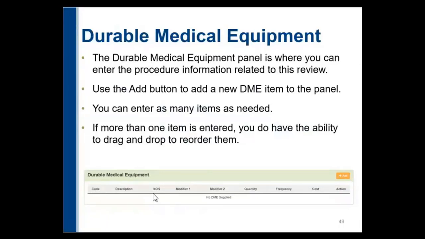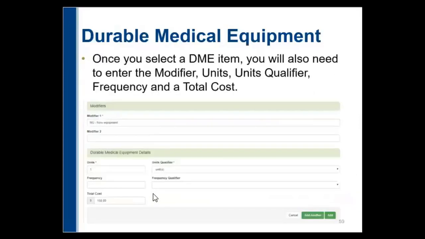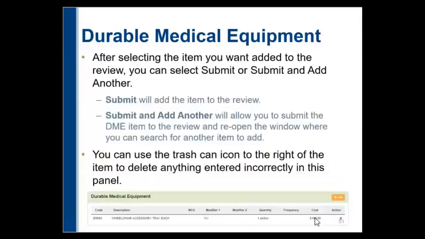Once you've clicked Add and searched for the code that you want to enter, you will be required to select a modifier 1, enter your units and a total cost. Modifier 2 and frequency are not required. And then again, you have the option to add or select Add Another, and then you can add additional ones from there. And again, the same thing, you have the trash can here if you need to delete anything or enter it correctly.